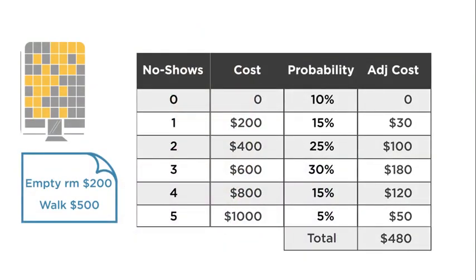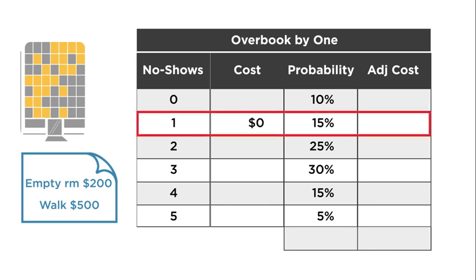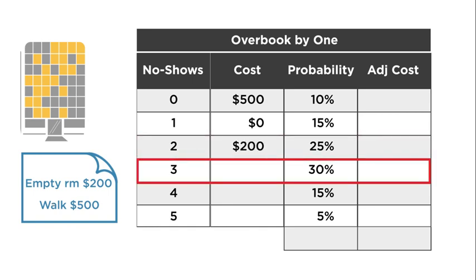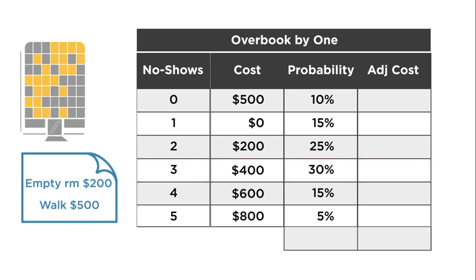And so let's say we decide we're going to overbook by 1. Well, 15% of the time will be perfect because 15% of the time there's 1 no-show, but 10% of the time we don't have any no-shows. If you don't have any no-shows and you've overbooked by 1, you're going to have to walk somebody. So that would cost us $500. 25% of the time we're going to have 2 no-shows. Well, we overbooked by 1, so if we have 2 no-shows, we've got 1 empty room. So it's going to cost us $200. And 30% of the time we have 3 no-shows, so we'd have 2 empty rooms, so that would be $200 a room, so $400. And we could continue on in this vein.